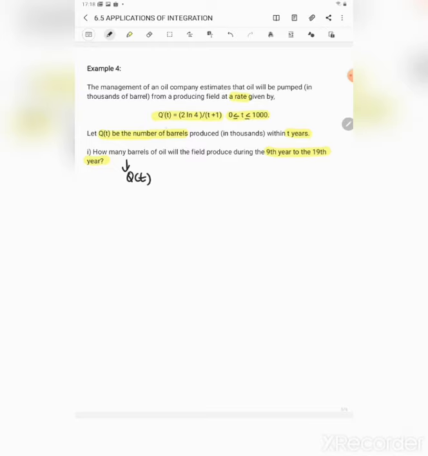You have to find Q(t). From the 9th year to the 19th. So now class, how can we determine the limit for the integral? We know that we have to find 9 until 19. So you can just, okay, this is manual calculation.